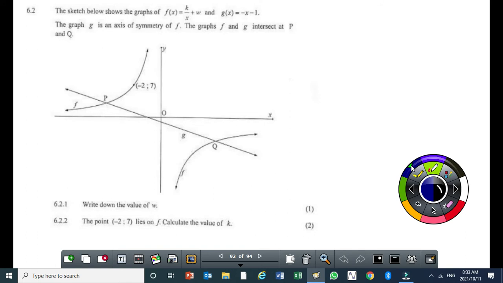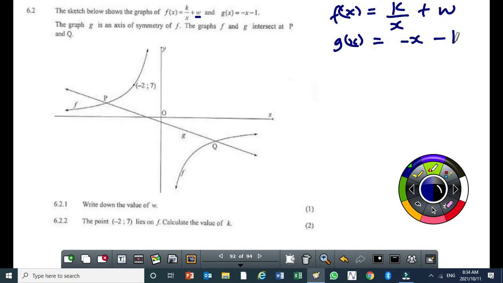So you can see this value here. The equation is f of x equal to k over x plus w. And the straight line is g of x equal to minus x minus 1. So the question is saying, what is the value of that? By inspection, what would be the value for that letter?